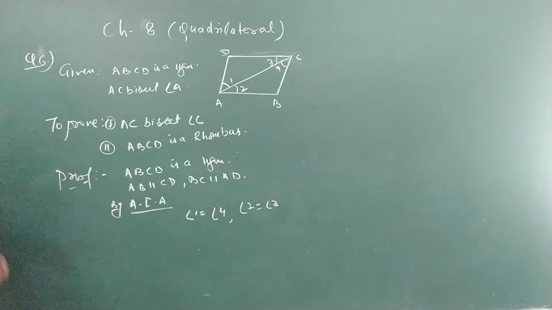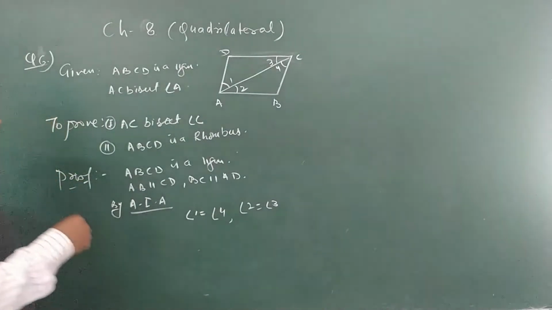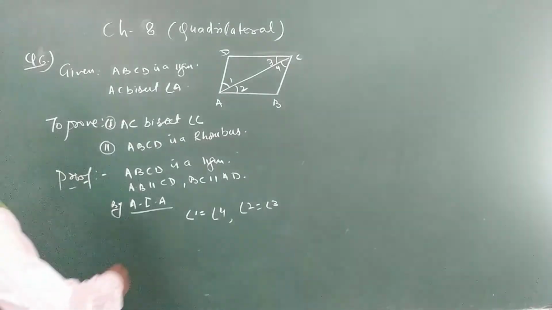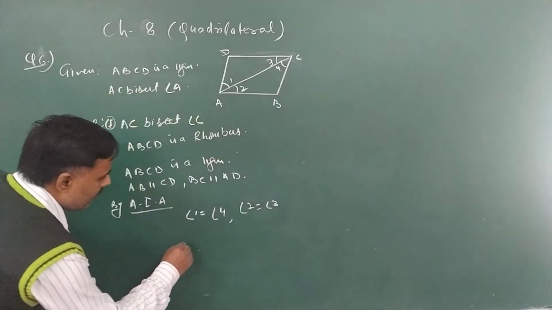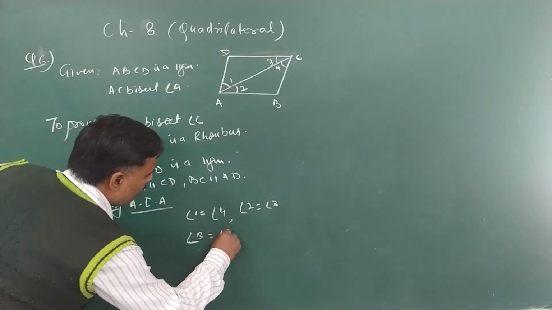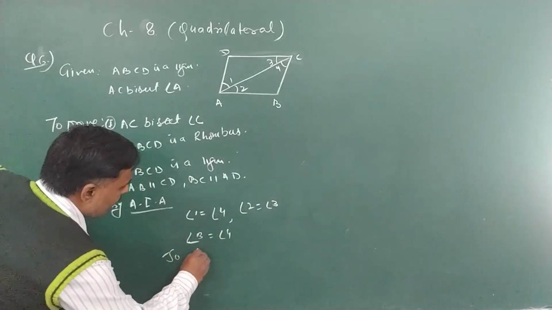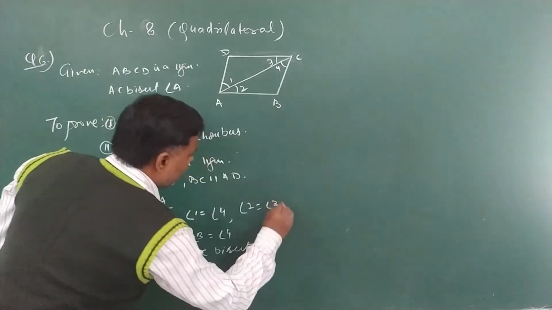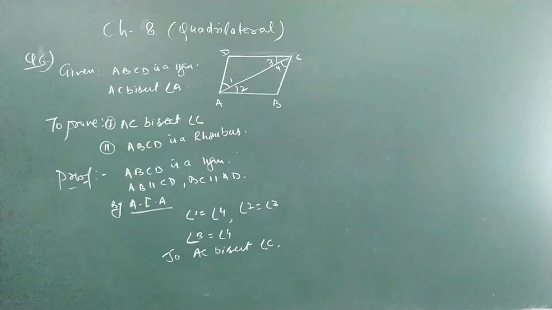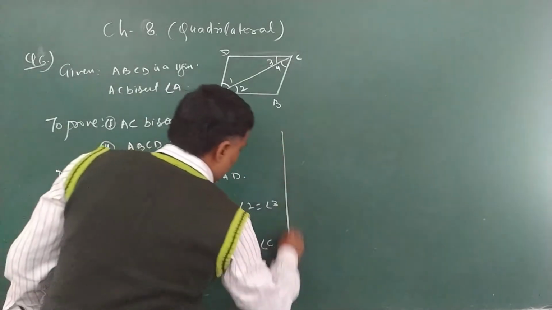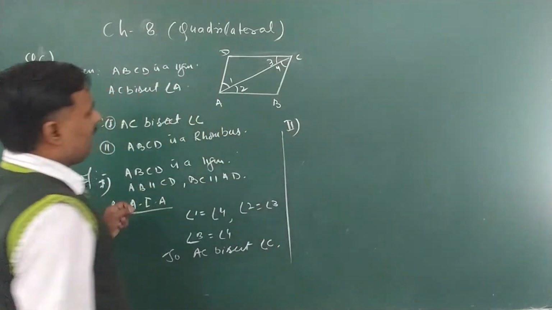But angle 1 and 2 are already equal. So by applying the postulate, things which are equal to the same are equal to one another, angle 3 is equal to angle 4. So AC bisects angle C. That's the first part; now we are proving the second part. The second part is ABCD is a rhombus.